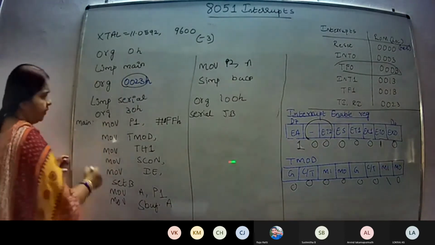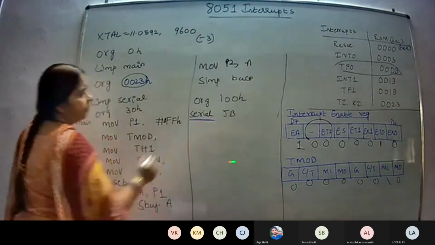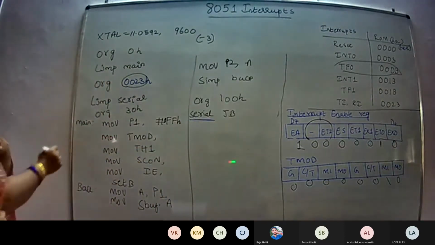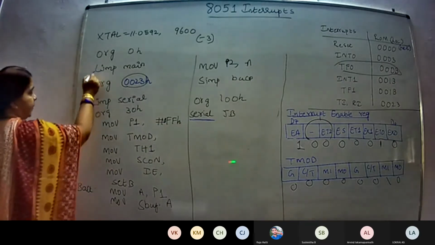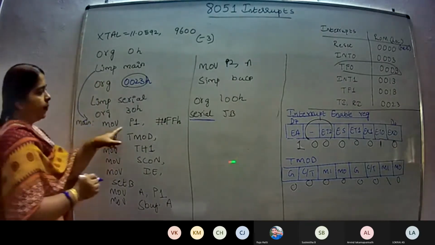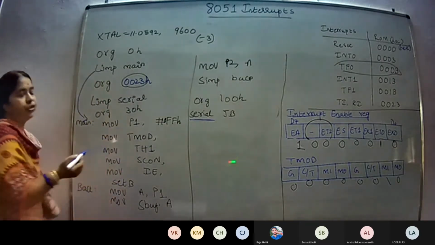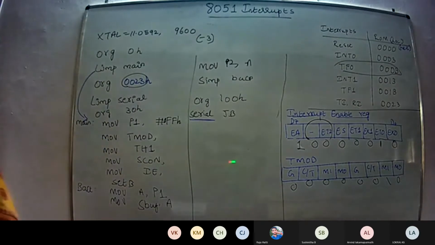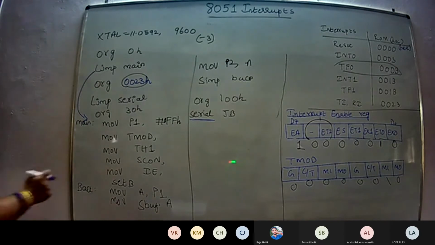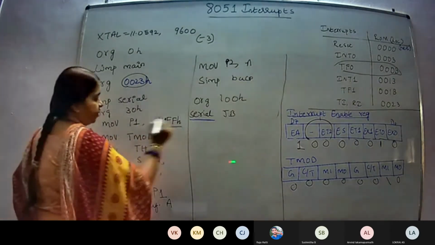Next, it will come for serial. Here it will come. We'll write that later. Next, we'll write our main program here. In the main program, first, what they have told is you have to just send the data to port 1. So it should receive the data. So port 1 is made as input by setting all the bits, that is FFH.